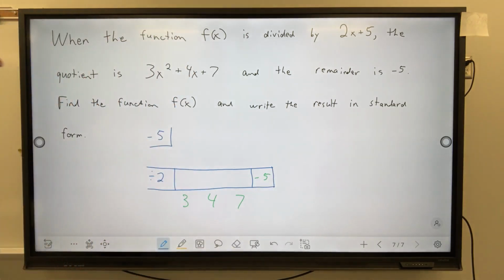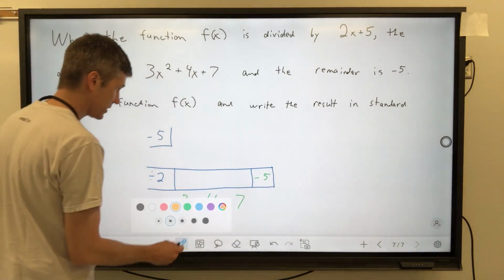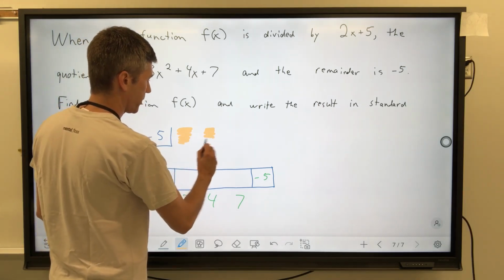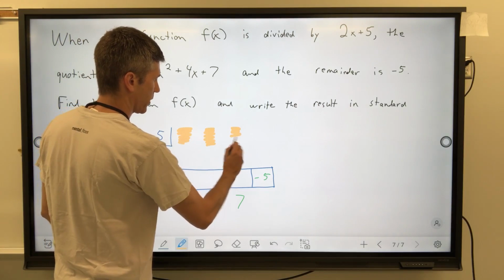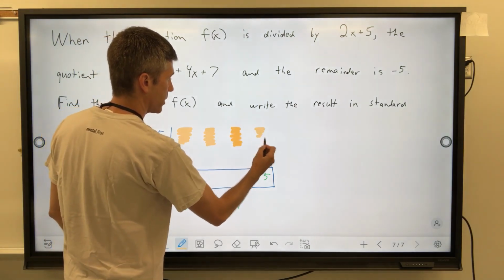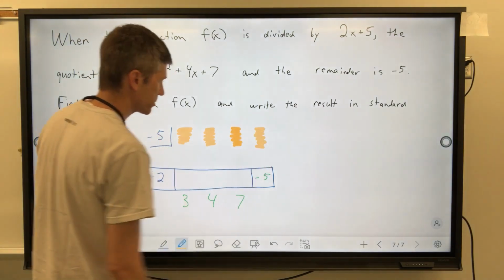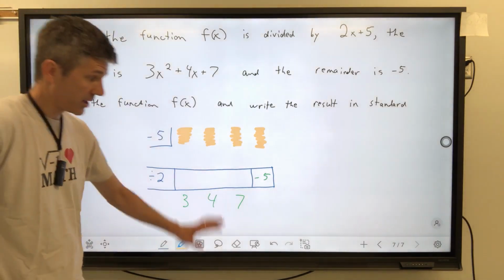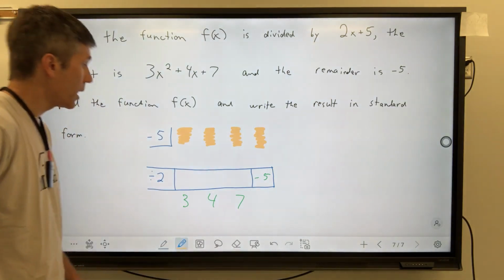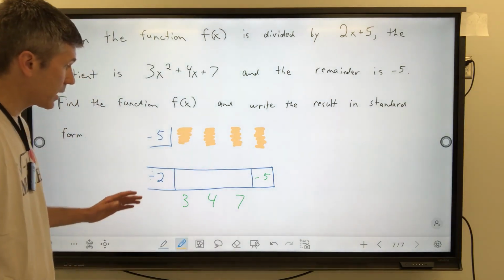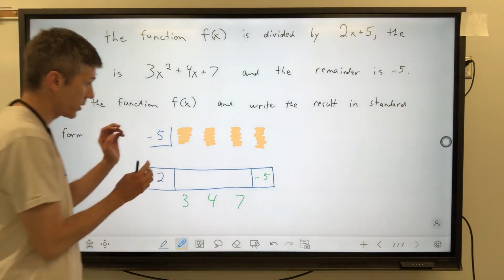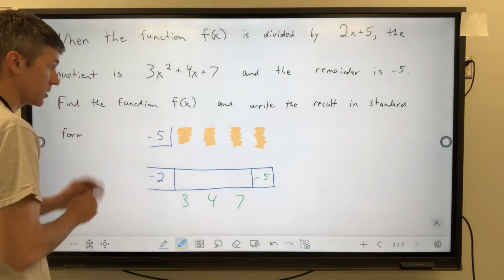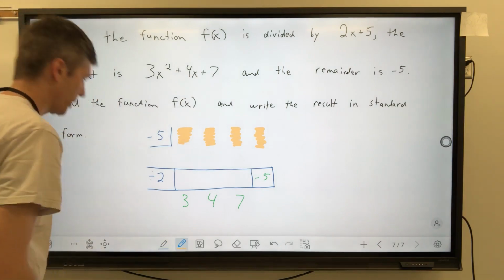Then we need to find the original function, which really means I need to know what number goes here, what number goes here, what number goes here, and what number goes here. And we can do this multiple ways. Again, there's a second way, and we're going to hold off on that one for a second. But in the meantime, we can reverse engineer this, and we could do it from the front or from the back. So let's start from the front.